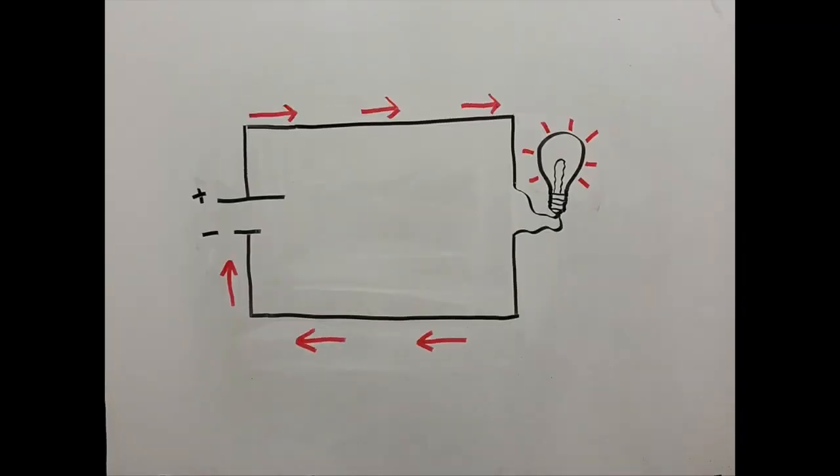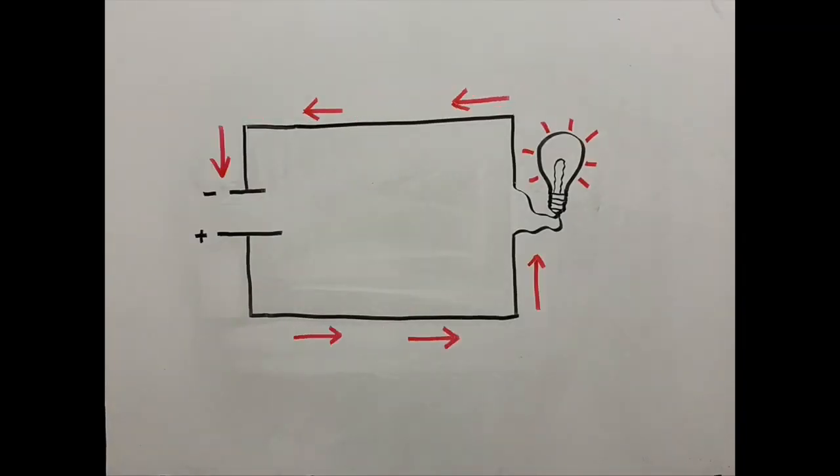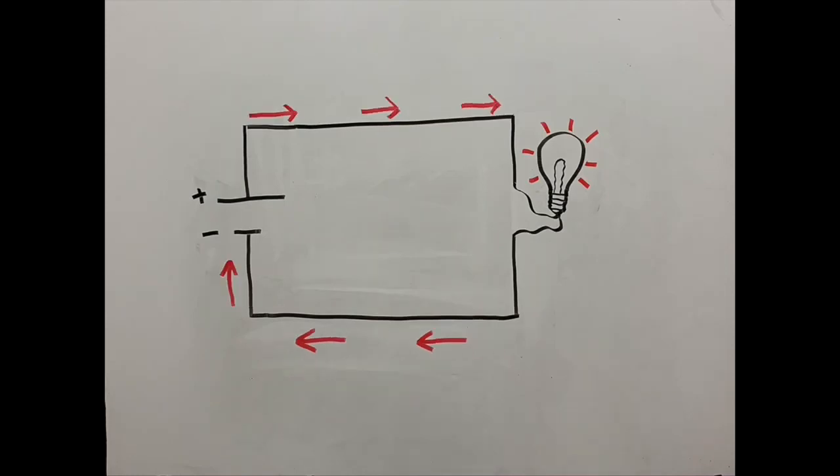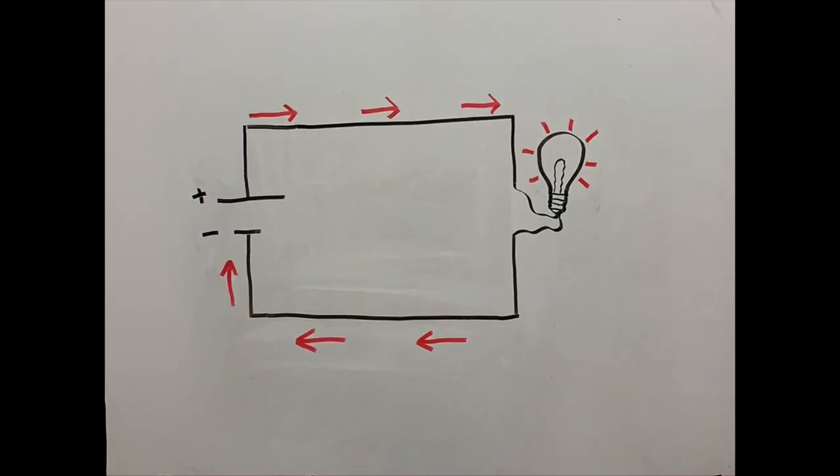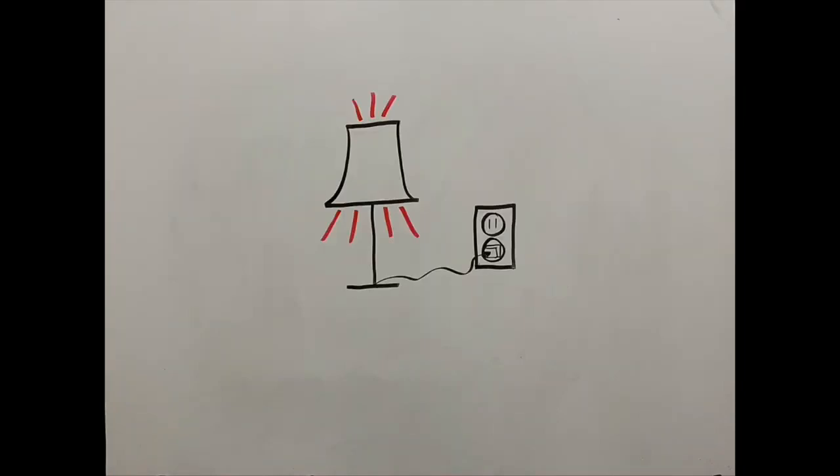Because AC switches directions, there is a small moment where the power supply is not active. In a circuit with a light bulb, this means that every time the current switches directions, the light bulb turns off. You may be wondering why a lamp or a light that is plugged into an AC power supply doesn't flash on and off. While you may think it doesn't, you just can't see it.